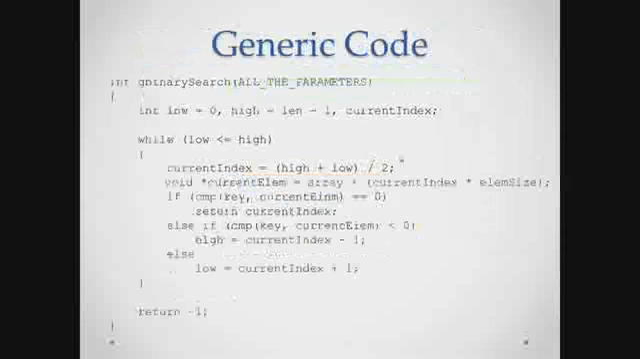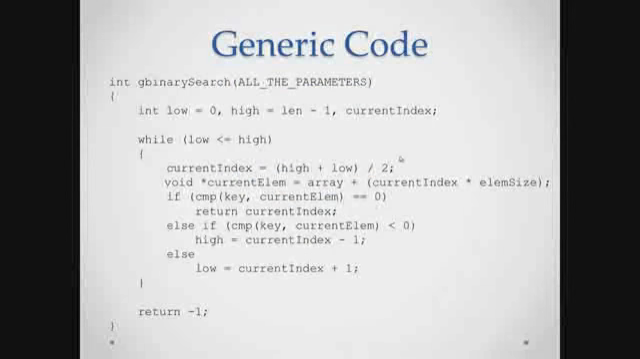So this is what the code is going to actually look like. So we didn't really need to change this line right here. We didn't need to change the loop. We didn't need to change how we calculate the current index. But we did have to add in this line of code right here so that we can calculate the address of the current element. And remember from our generic linear search tutorial how we actually calculate the element at the current index. We just had to do the array plus the current index times the element size.